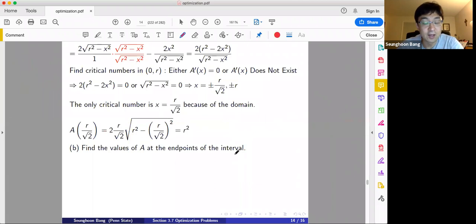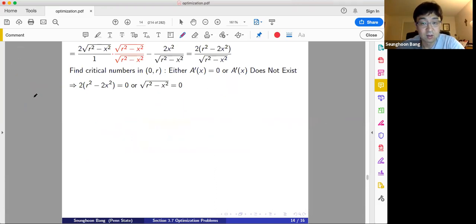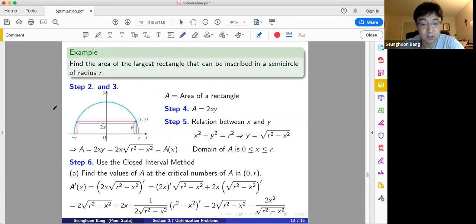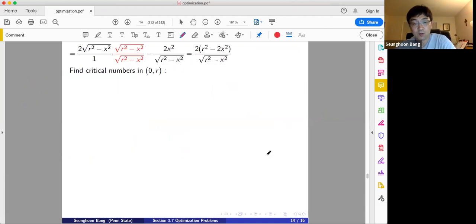Find the value of A at the endpoints of the interval. What are the endpoints? 0 and r. You can plug 0 into A of r. Here, A of x is 2x times the square root of r squared minus x squared. The left-hand point is 0, so plug 0 in here. You check: the left-hand point is 0, the right-hand point is r. Do we have it?